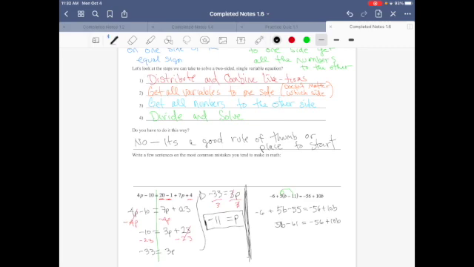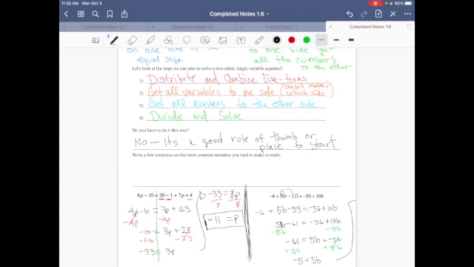So now let's get all the variables to one side. So I'm going to move the smaller of the two. I'm going to move this 5b. So I'm going to subtract 5b from both sides. And I get -61 equals 5b plus -56. So now I'm going to add 56 to both sides. That cancels. And that's going to leave me with a -5 equals 5b.